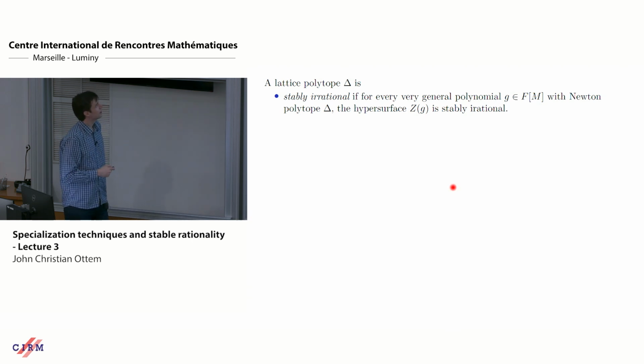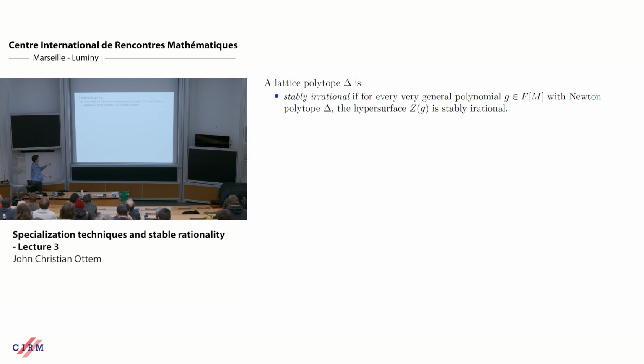Okay. So let's define a lattice polytope to be stably irrational if you take a very general polynomial with that Newton polytope, and that hypersurface is stably irrational. Then you say that the polytope delta is stably irrational. So stably irrational polytopes just means that if you take a very general polynomial with that Newton polytope, that's really stably irrational.